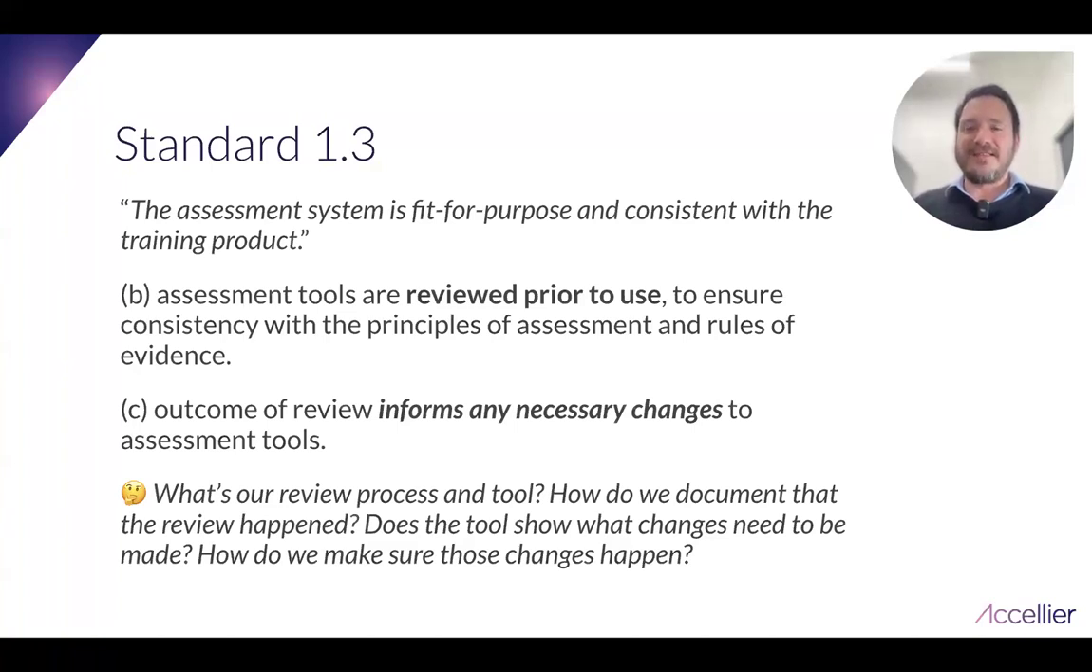And then we've got the follow-on from that, which is that the outcome of the review informs any necessary changes to assessment tools. So some questions on that: what's our review process, and what is the tool that we use to record the outcomes of that review? How do we document that the review happened? Because you probably have to have some evidence on hand that this happened. Does our record or tool show what changes needed to be made? And how do we make sure that those changes actually happened?